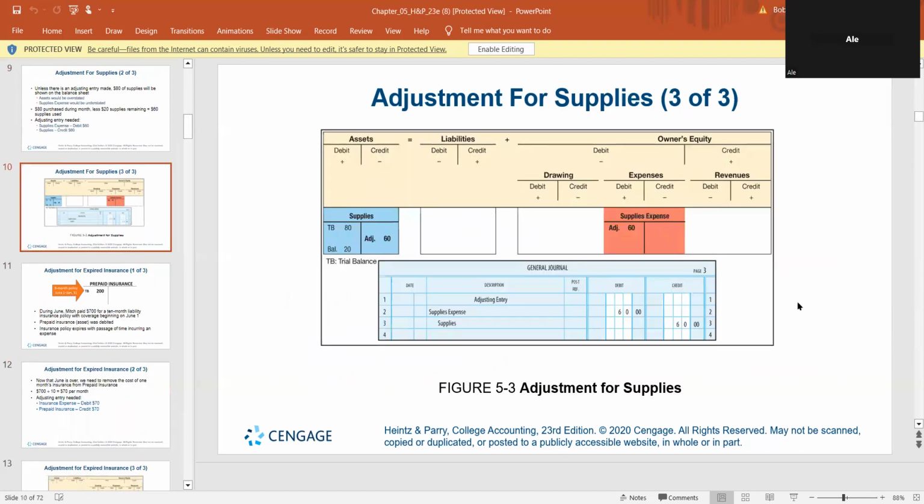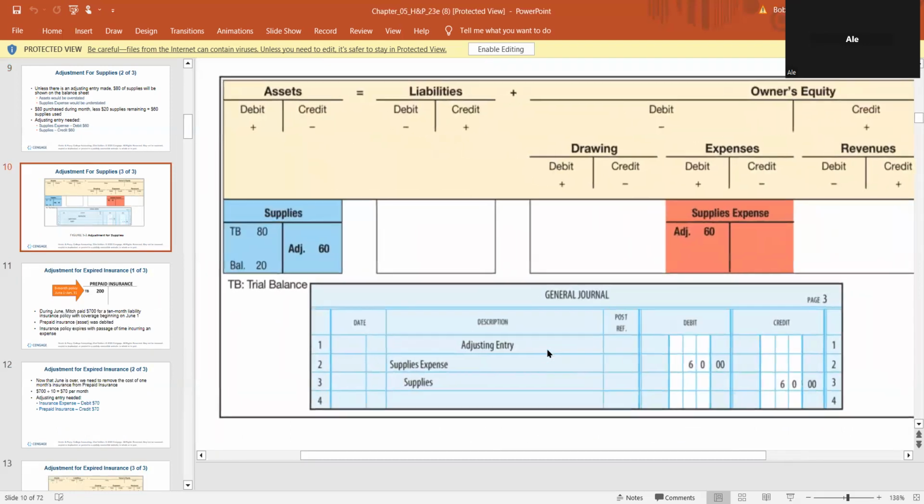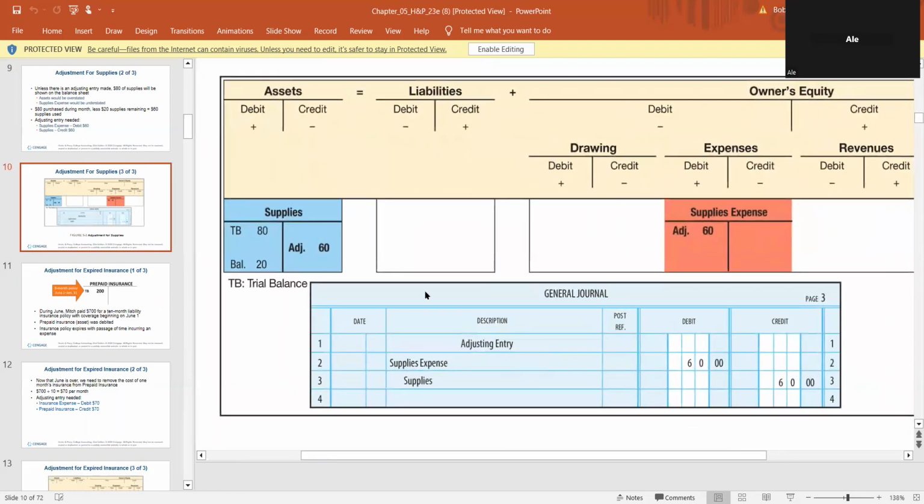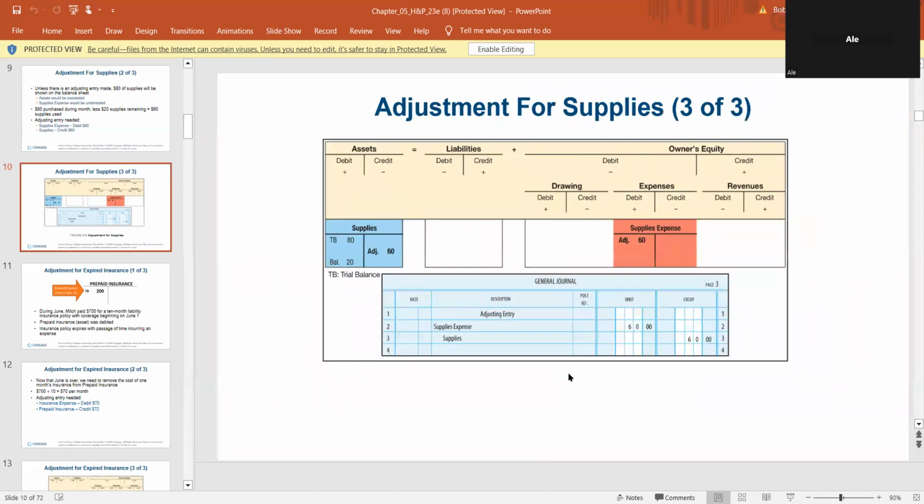And here they're showing it to you. Let me make it a little bit bigger for me, if not for you. So take a look at this, Ellie. We had $80 in supplies when we ran the trial balance at the end of the month. Now we know we only have $20. So we have to get rid of $60 worth of this asset and record it as an expense. We debit supplies expense and we credit prepaid supplies, the asset, okay?